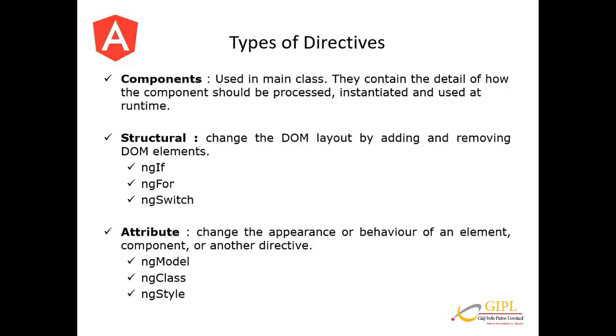The attribute directives change the appearance or behavior of an element, component or another directive. There are some inbuilt attribute directives. ng-model adds two-way data binding to an HTML form element. The two-way data binding has a feature to update data from component to view and vice versa. ng-class directive changes the class attribute that is bound to the component or element it's attached to. ng-style is mainly used to modify or change the element's style attribute.